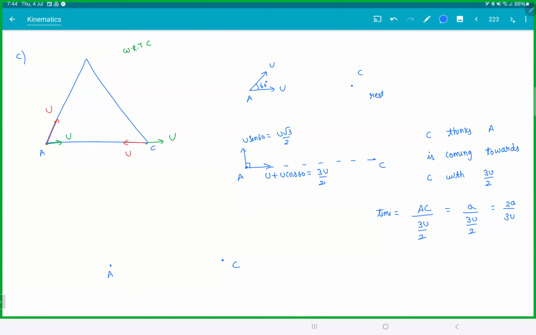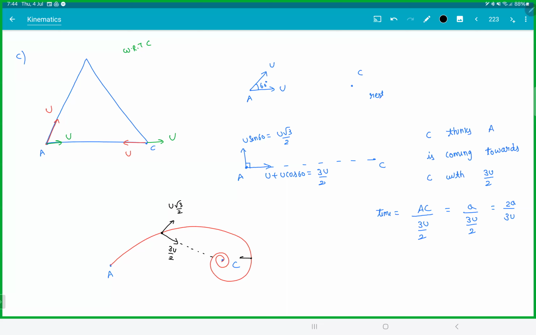There are two velocities here. One is getting you closer and one is making you rotate. You will see a spiral. As you get closer and closer, you'll rotate faster and faster. At any instant, this is how the velocity will look. The velocity of A will be 3U by 2 towards the center. And this will be U root 3 by 2, which is making you rotate.